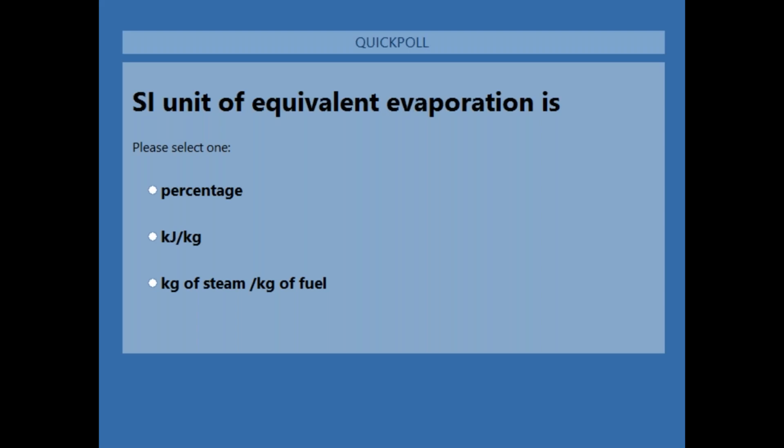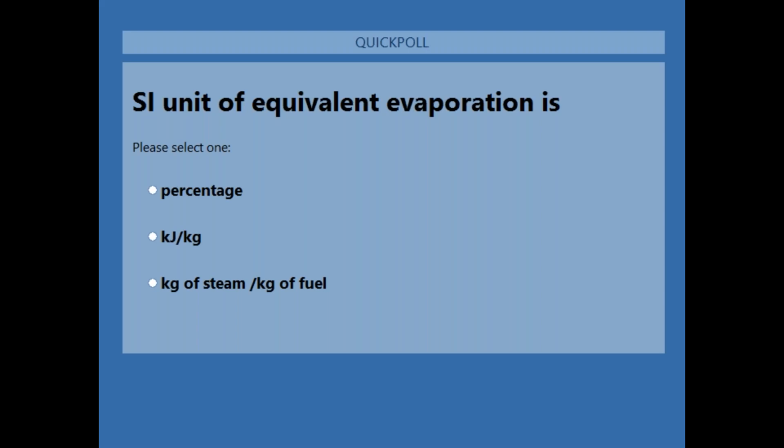The plan is to solve a few numericals on boiler analysis. I hope that you have the steam tables with you and the notebooks to copy down the questions. The first question which has been asked in the polls was to check whether you understood the concept of equivalent evaporation, which was explained to you in the last lecture.